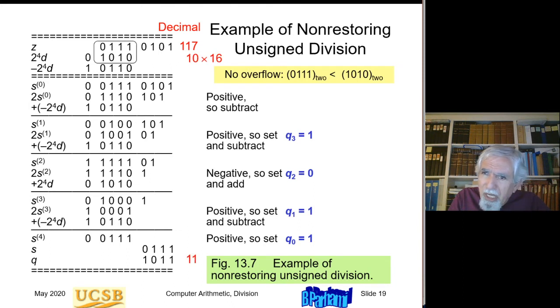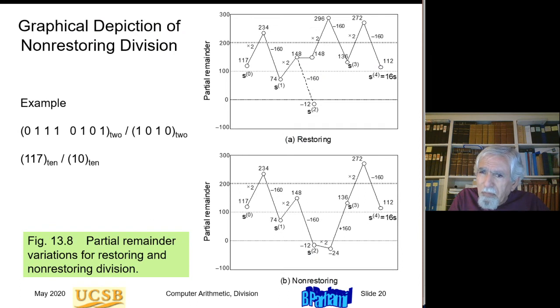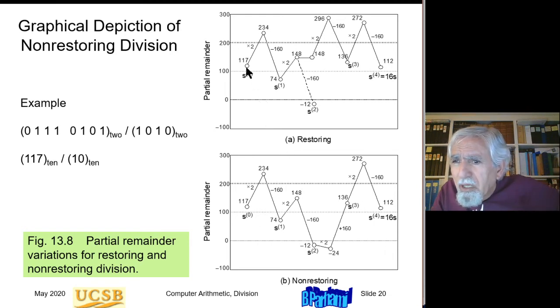And again, there's a check here. 117 divided by 10 gives you a quotient of 11 and a remainder of 7. So this is a graphical depiction of what is happening in non-restoring division. So we start with the initial partial remainder 117.